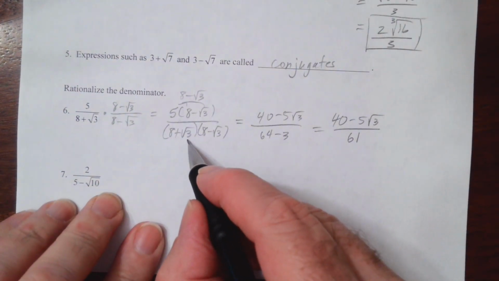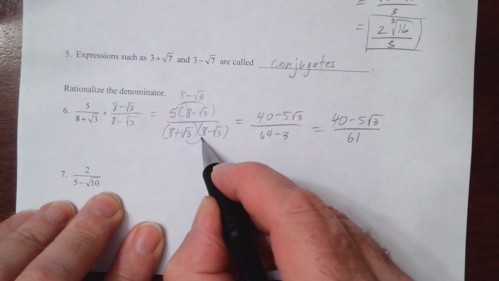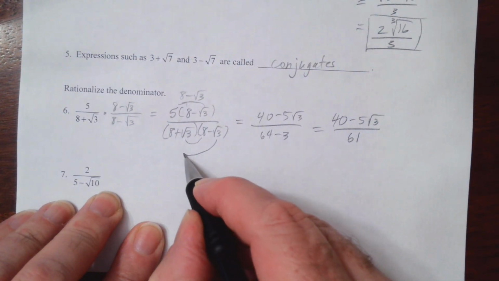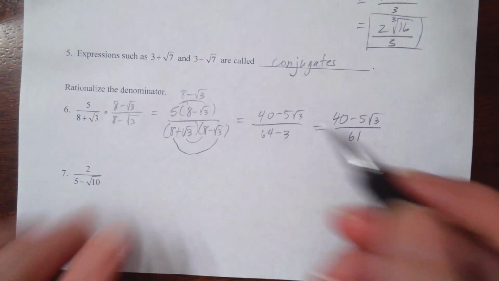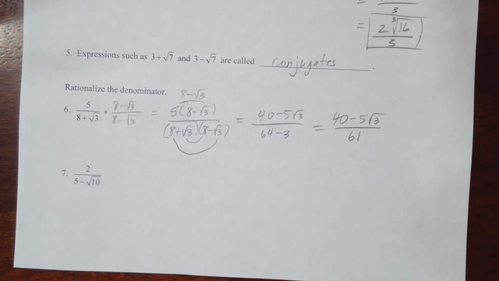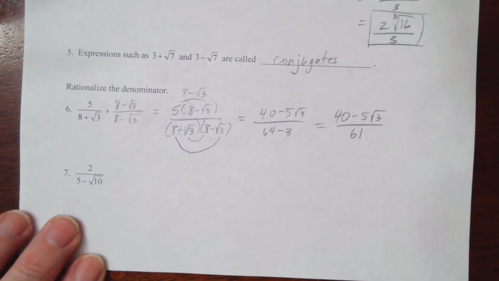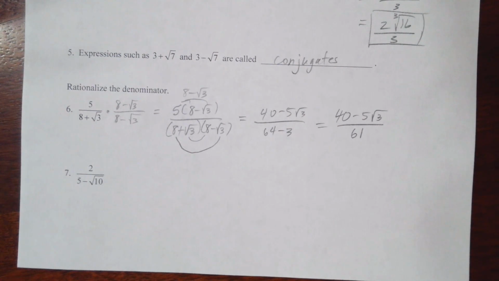Now again, if you wanted to, you could do this product here, 8 square roots of 3, and here you'll have minus 8 square roots of 3, but again, those are going to add up to 0. That's what makes this work. We got rid of the radical in the denominator. So go ahead and try number 7.